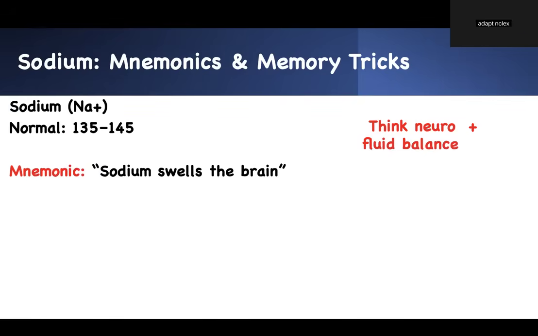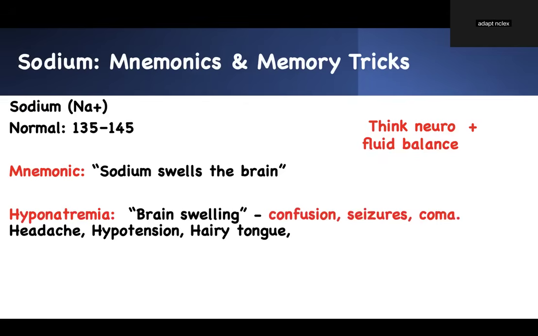And so the mnemonic means what? Sodium swells the brain. It makes the brain swell up and causes edema. Therefore, when you think about sodium, think about neural and fluid balance. This is the way to recognize it. Hyponatremia is going to swell the brain. What is the number one symptom associated with this? Neural. So if you pick an answer, choose confusion, seizures, and coma. Headache, hypotension, and hairy tongue are additional ones, but always go to the neural ones, because sodium swells the brain.